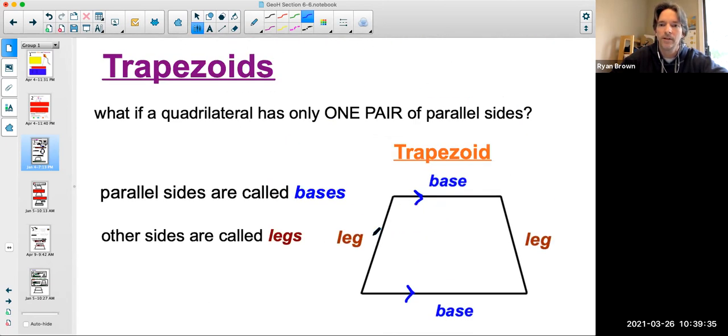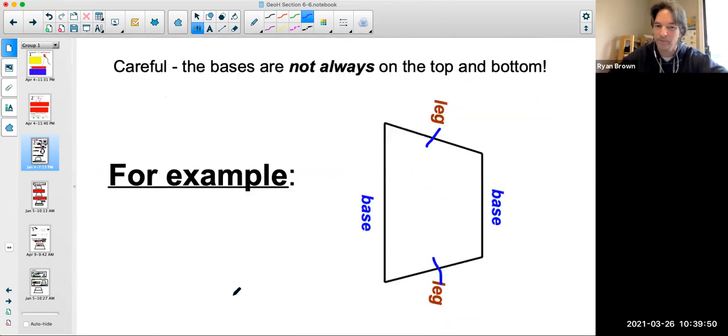Or up on top, this one and this one. An isosceles trapezoid has congruent legs. The bases are not going to be congruent. If they are, then all the sides would be congruent, or at least the opposite ones, and we'd be back to parallelogram world. But we're not in a parallelogram world here.